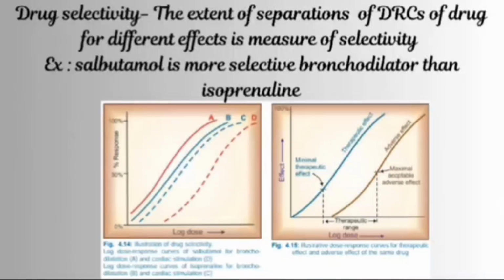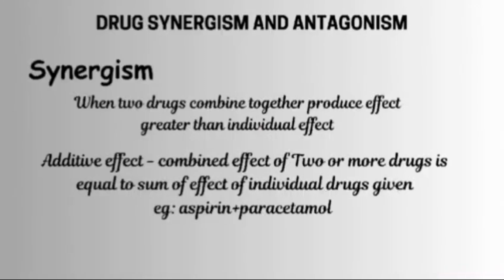Drug selectivity. The extent of separation of drug for different effects is a measure of selectivity. Salbutamol is a more selective bronchodilator than isoprenaline. Drug synergism and antagonism. Synergism, when two drugs combined together produce an effect greater than their individual effect. Additive effect. Combined effect of two or more drugs is equal to the sum of the effects of individual drugs.